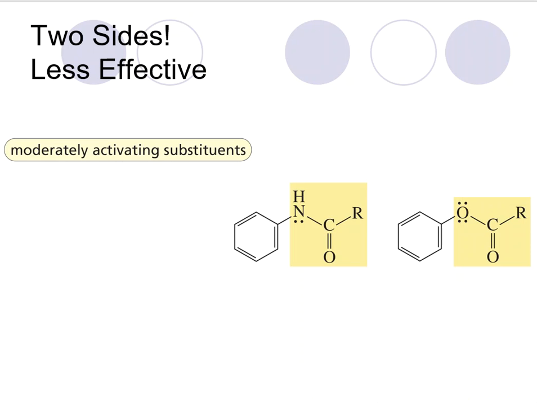But again, as a review, please understand that the group is an activator because it has electrons that it's donating to the ring and participating in the delocalization. So these are moderate activators, and you can see that the atom that's directly attached to the benzene ring has a pair of electrons that it can use and donate for that purpose, which is very good, right?